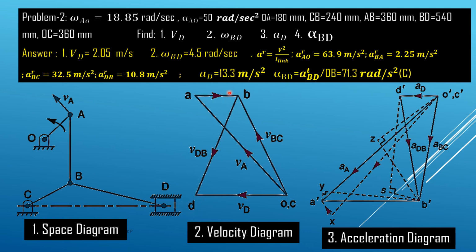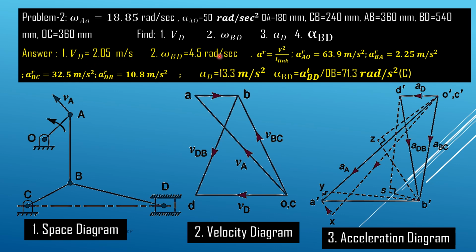We join D with B, so we are getting VDB, the velocity of D with respect to B, and if we join D with C, we are getting the absolute velocity of the slider. So this is our first step to find out VD. So VD, we can measure this vector VD, and this value is coming out to be 2.05 meter per second.